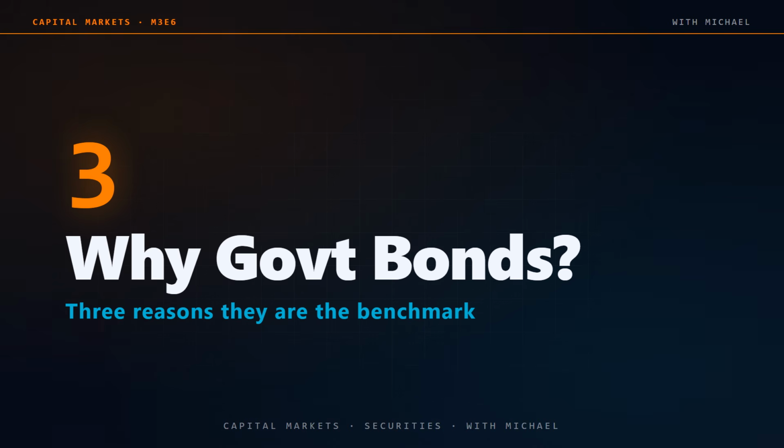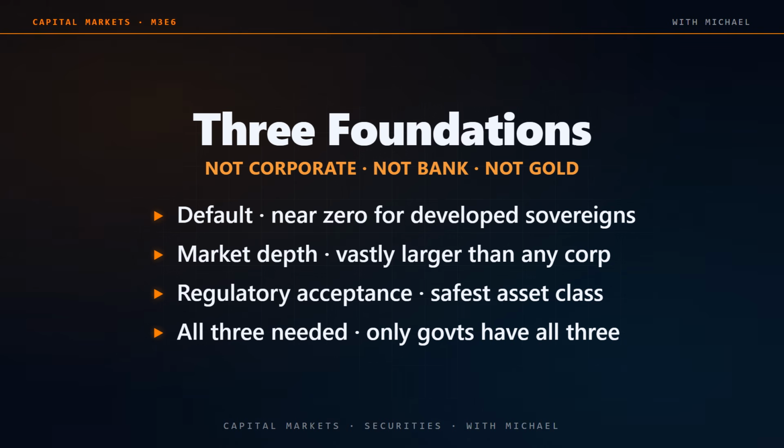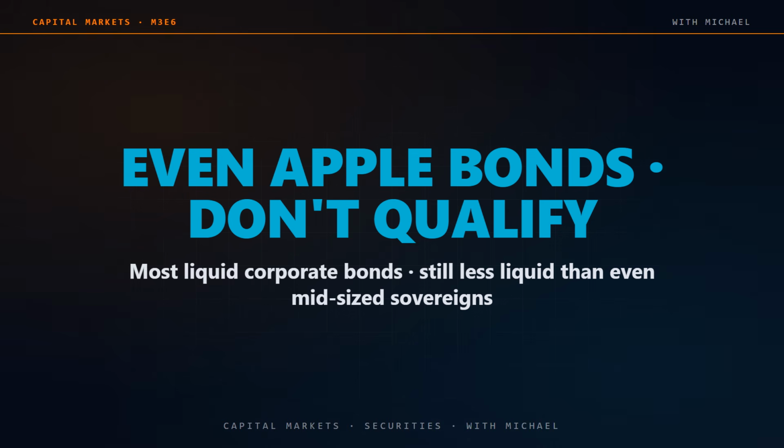Second, market depth. Government bond markets are vastly larger and more liquid than even the largest corporate bond markets. The U.S. Treasury market trades hundreds of billions of dollars per day. Apple's bonds, despite being among the most liquid corporate bonds, trade a fraction of that. Third, institutional acceptance. Every financial regulator in the developed world treats sovereign bonds as the safest asset class for capital adequacy purposes. These 3 factors together make government bonds the natural risk-free benchmark.